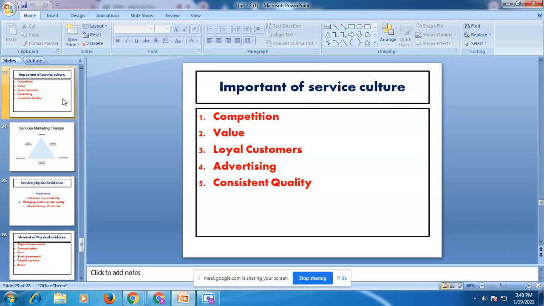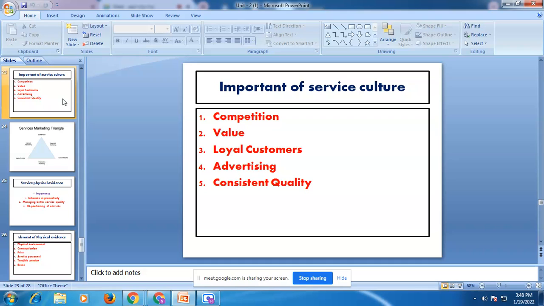Next is value. In value, service organizations should understand that the customer also evaluates service in terms of the value that they receive, and thus the value quotient can be raised by providing high quality of service and satisfying related processes. Then loyal customers. In that, forming a base of loyal customers is the objective of most service firms. So it can be achieved in the most efficient manner when high quality services are provided consistently.